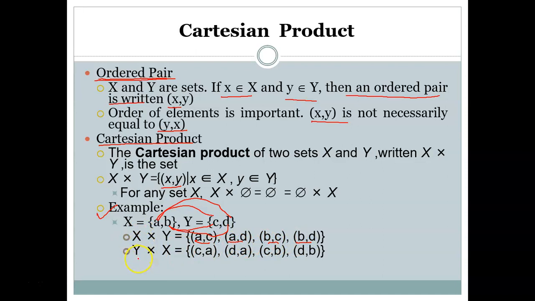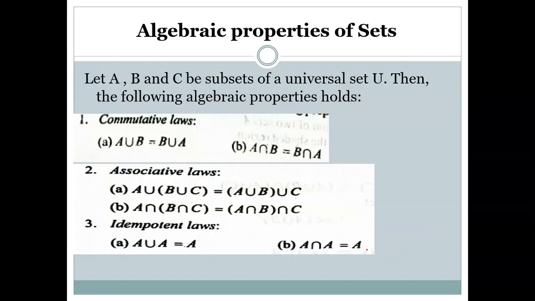In the same manner, you can have Y cross X. Y cross X means first you will consider the elements of Y. You will pair C with A and C with B, so CA and CB, these two elements. Then you will pair D with A and D with B. DA is here and DB is here. So obviously you can note that X cross Y is not equal to Y cross X. Always keep in mind, X cross Y is not equal to Y cross X. So order is important.